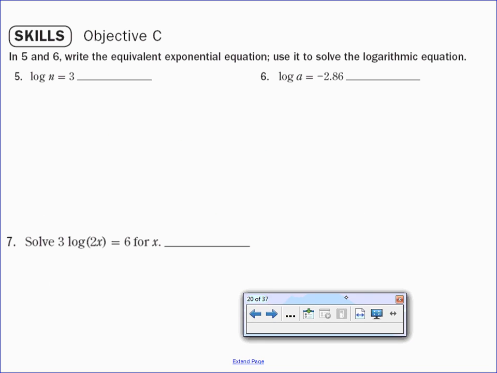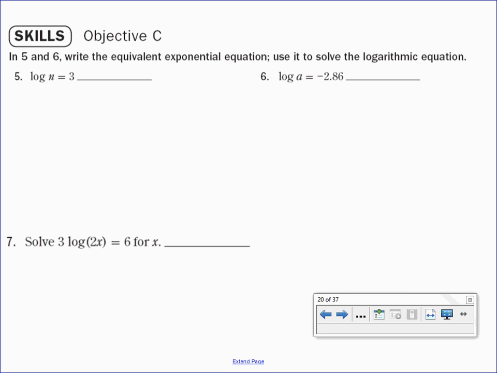We can do the same thing with solving equations. And so we'll go ahead and write the equivalent exponential equation and then solve. So everybody, let's take a look at 5. What's the invisible base on a common log? Mark? 10, thank you. So as a power, this would be 10 to the exponent equals input. And so if 10 cubed equals n, then n must equal 1,000.